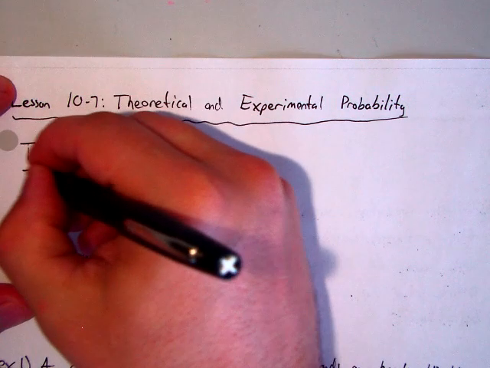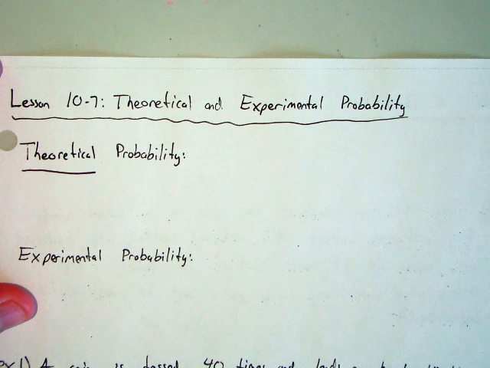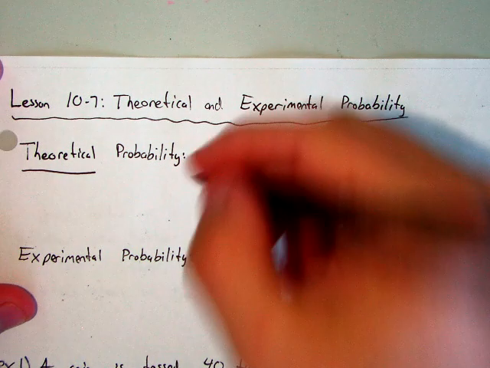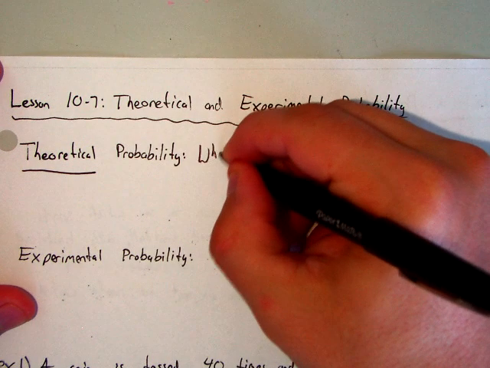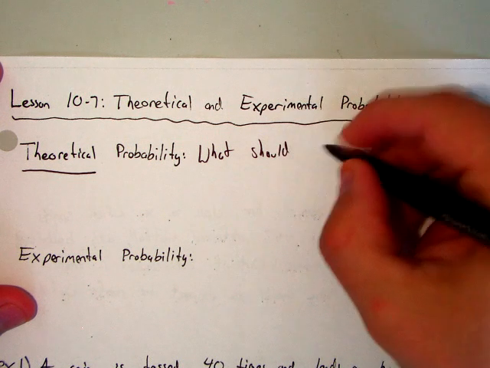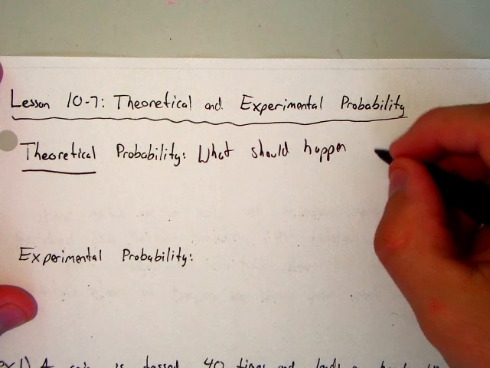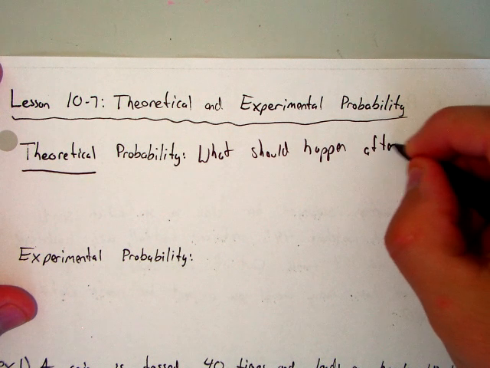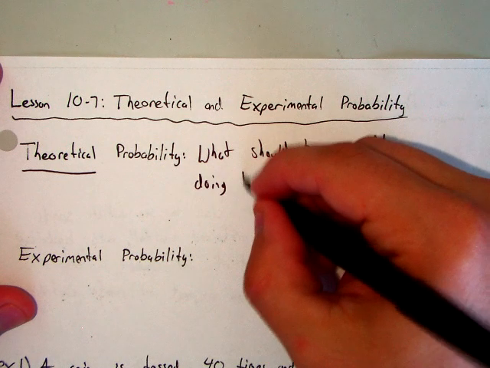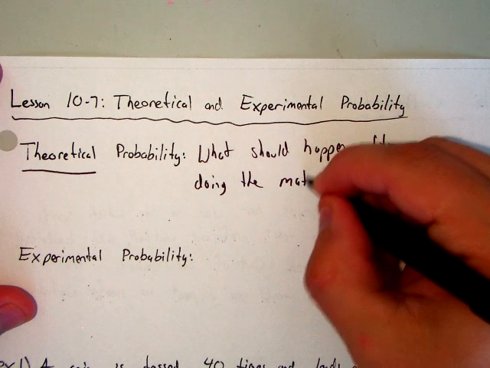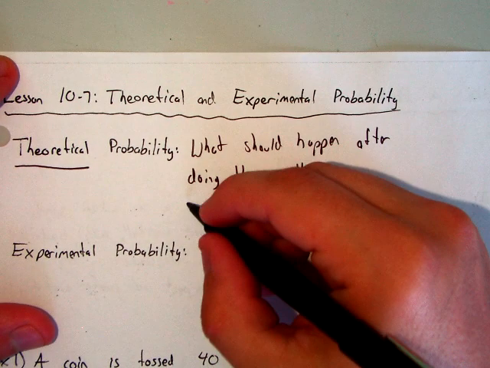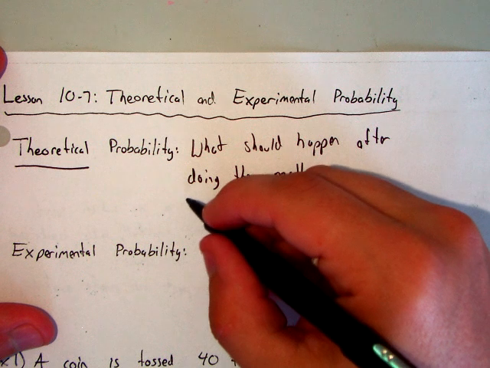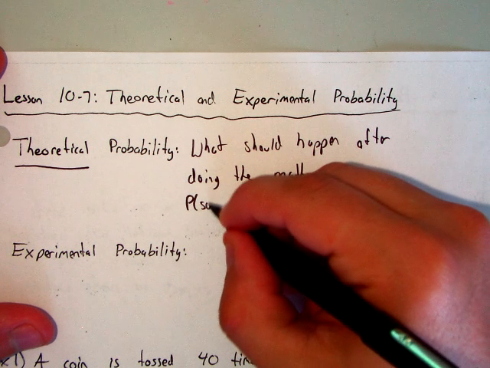So, first of all, theoretical probability. The key word here is theoretical, which means it's not really doing anything. It's what should happen, not what does happen. So theoretical probability is what should happen after doing the math. And what we're going to be talking about here is specifically, just like in Lesson 6, the probability of something happening.